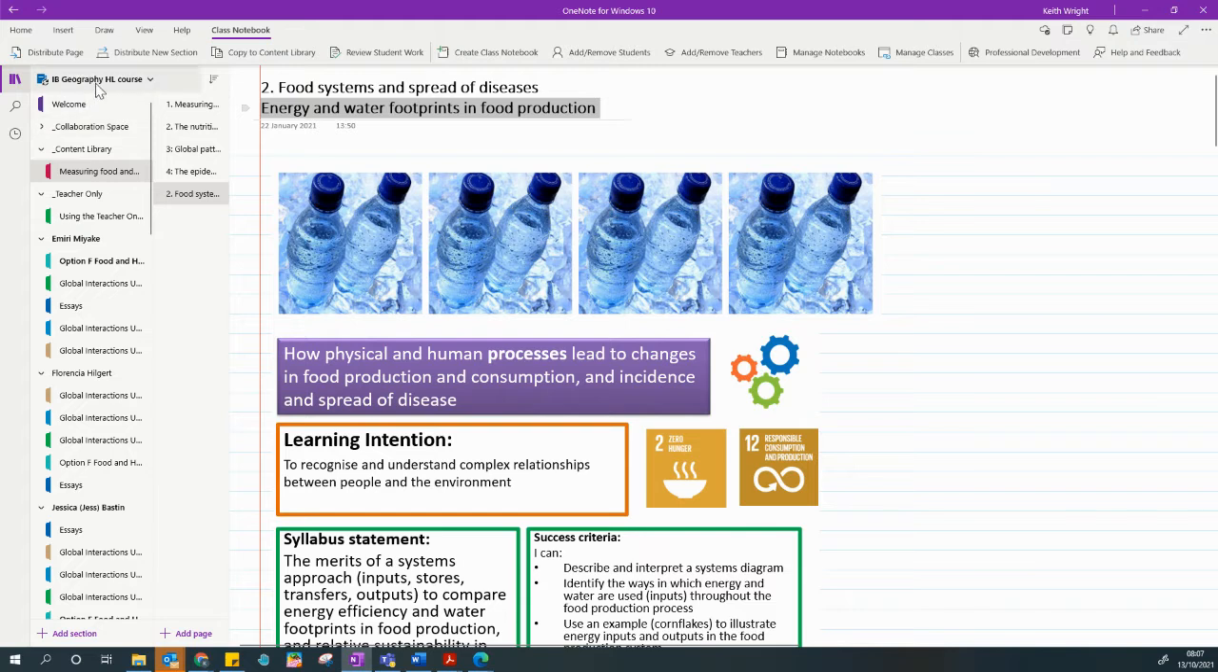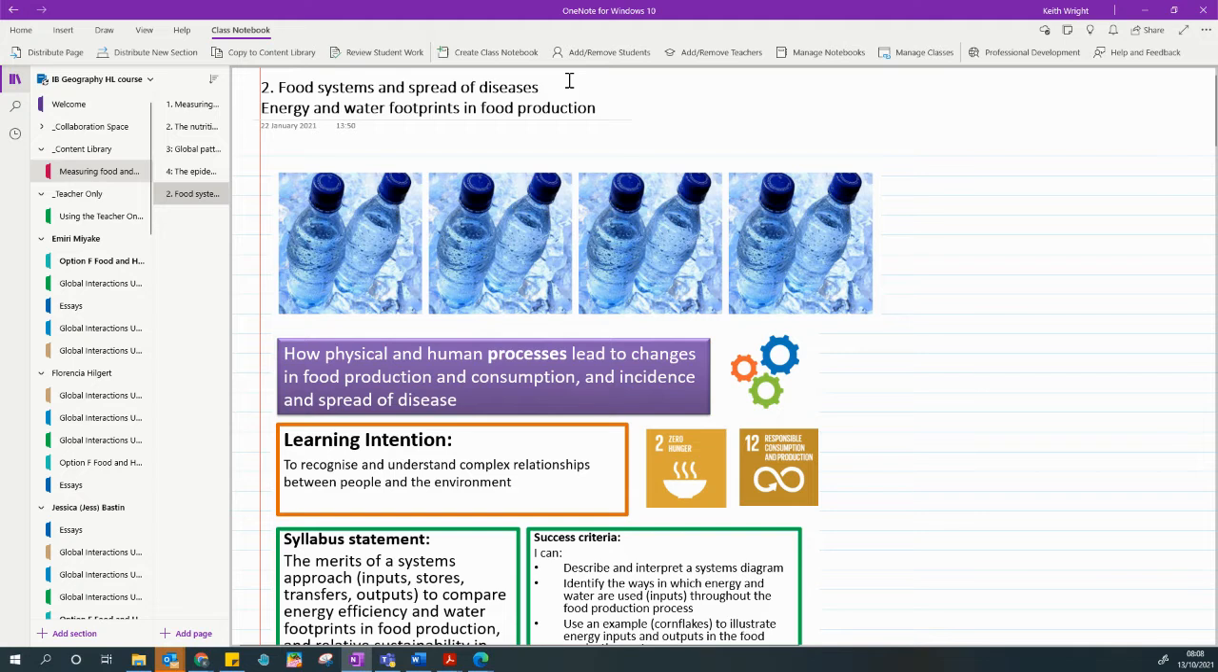Now, what you'll notice is I have shared another lesson with you. The reason I put two is because it's from the second part of the food and health, geography of food and health topic. I don't want to get confused with that, so I might change that later. But essentially, it's the second part of the food and health topic, and the first lesson on this is connected with energy and water footprints in food production.